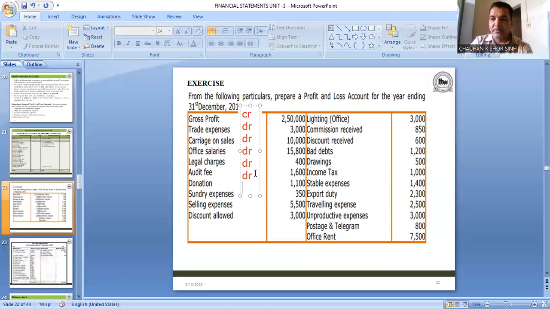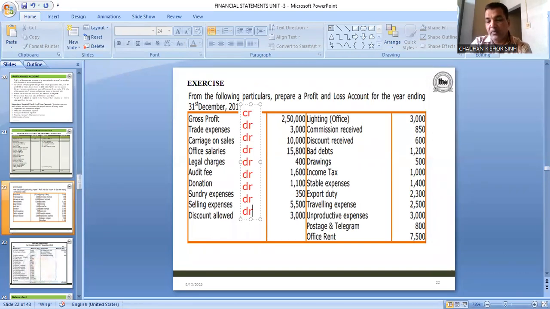Then any amount donated, if you have donated something to some legal or spiritual institution or charitable institution, or any type of donation given, that is an indirect expense and that will be debited. Then miscellaneous expense, that means sundry expense. Small, small expenses merged in one head, sundry expense, that is also an indirect expense, recorded on the debit side. Selling expense, expenses related with the sale of goods, is an indirect expense and is debited.